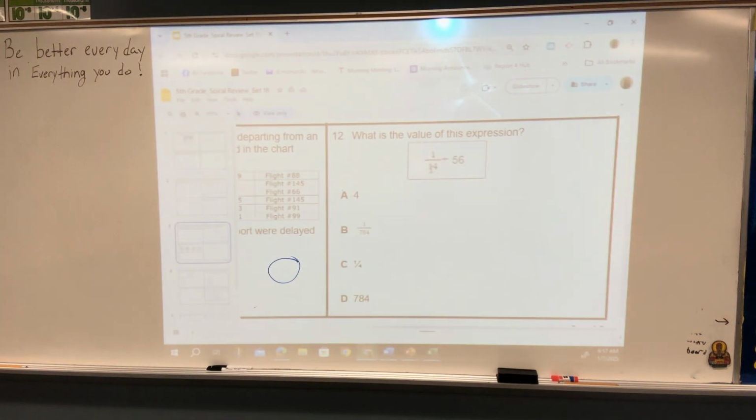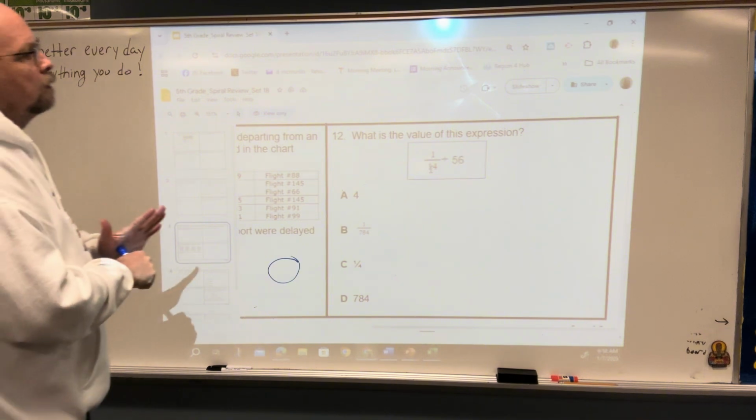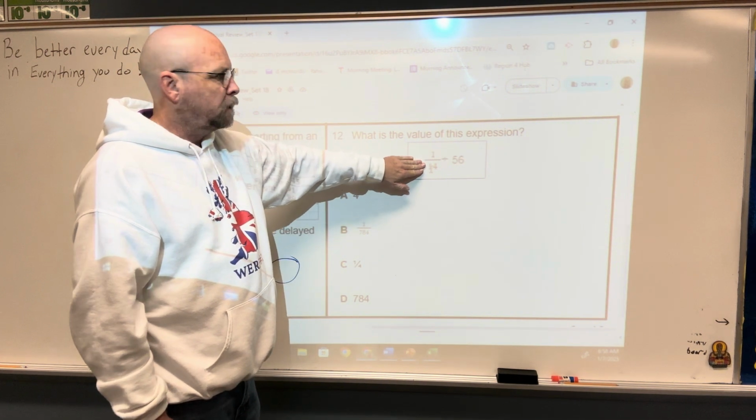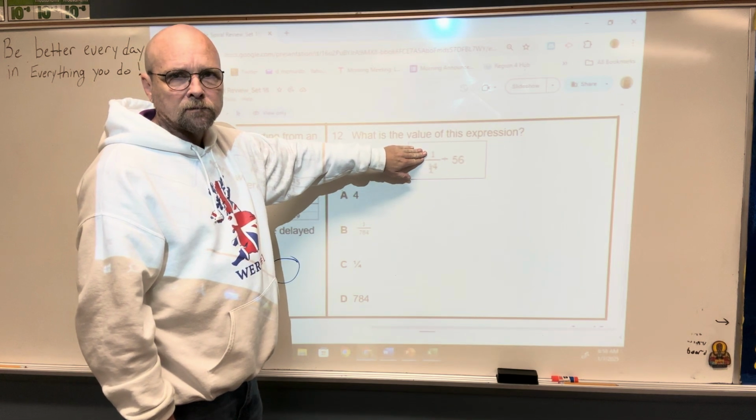Spiral Review 18, problem number 12. What is the value of this expression? 1/14 divided by 56. So, I'm starting with the unit fraction. It's a unit fraction because the numerator is 1.